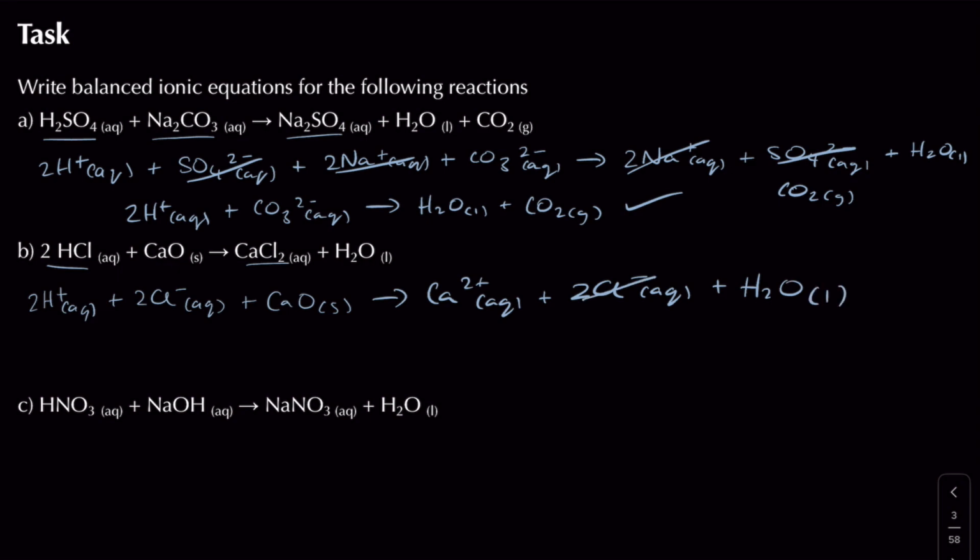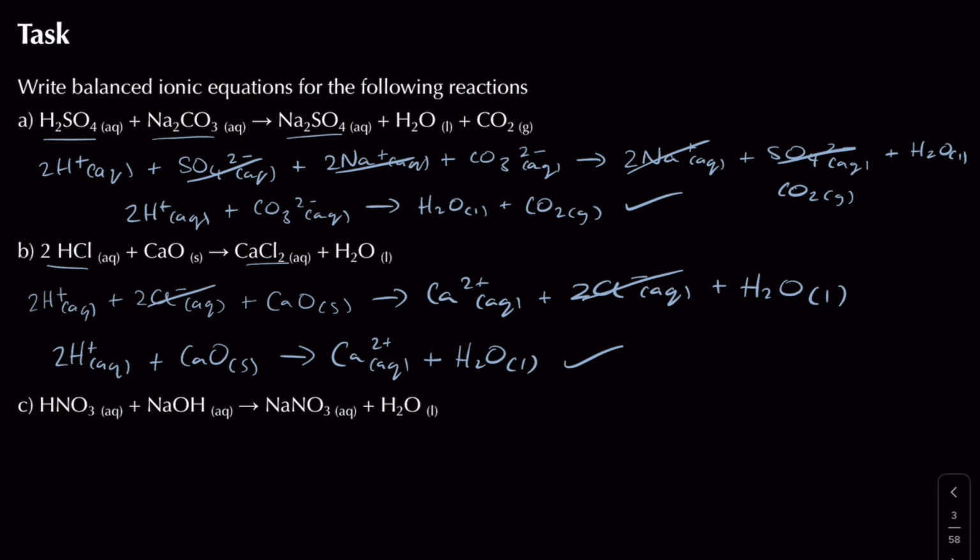The 2 lots of chloride ions for definite, and then we would just be leaving it as that, to be honest. So overall it's going to be 2 lots of H plus, that's going to be aqueous, and that's going to react with calcium oxide, which is going to be a solid, and then we end up producing calcium 2 plus ions from that, which is going to be aqueous too. And then we also end up with water, which is going to be a liquid. We can't really simplify this down any further. And there's that one done there as well. So yeah, look at the next one.